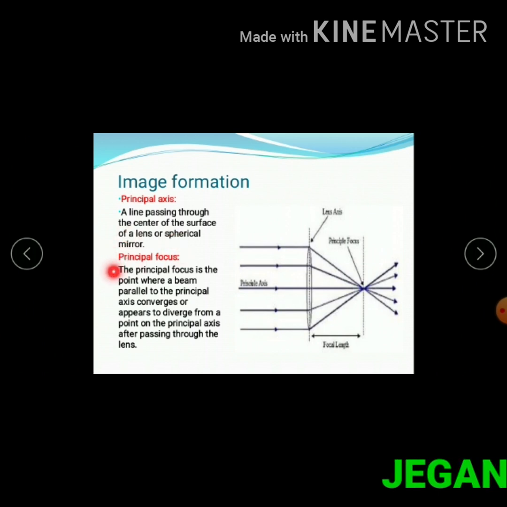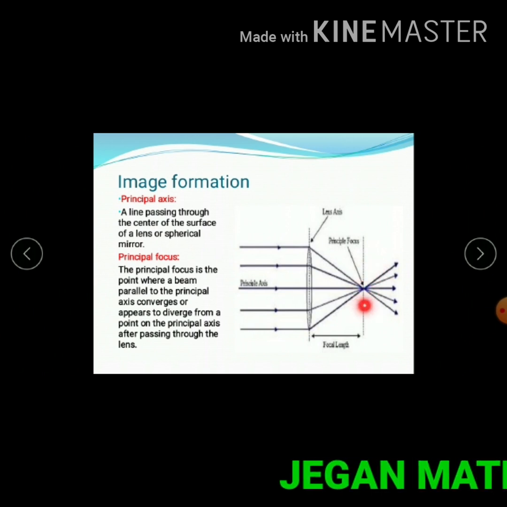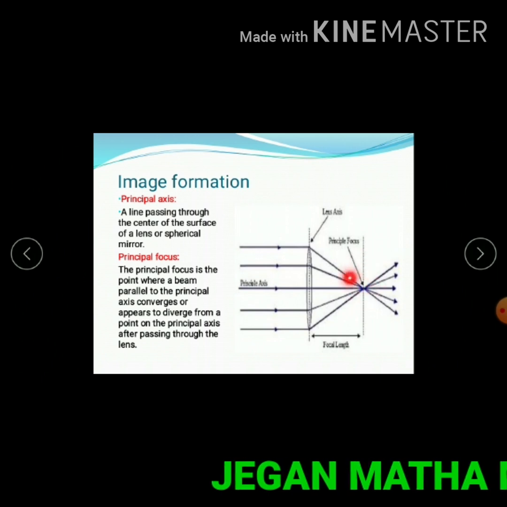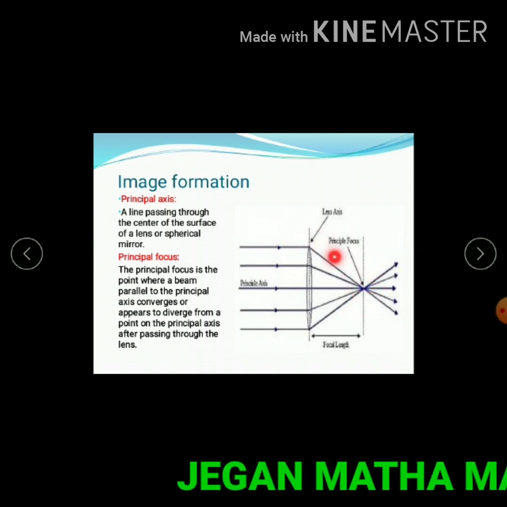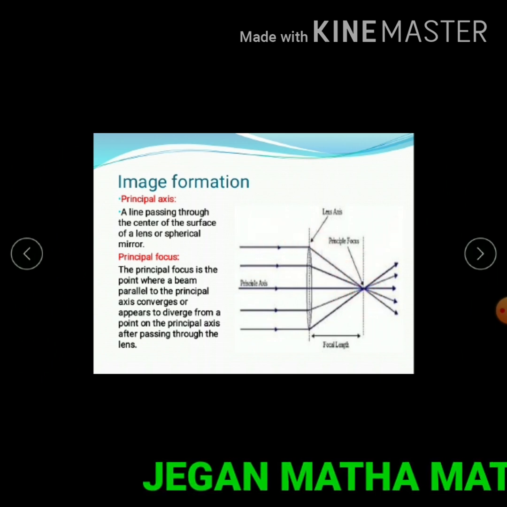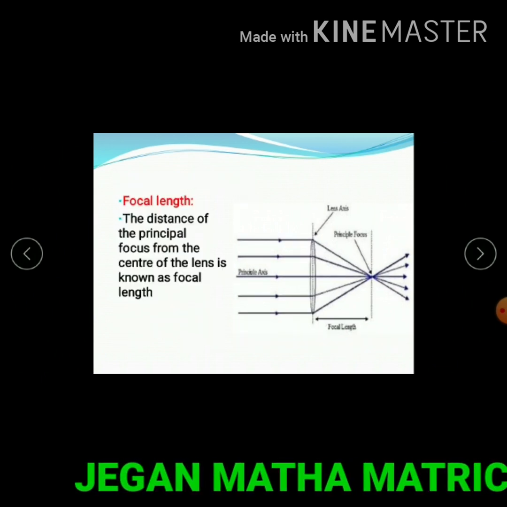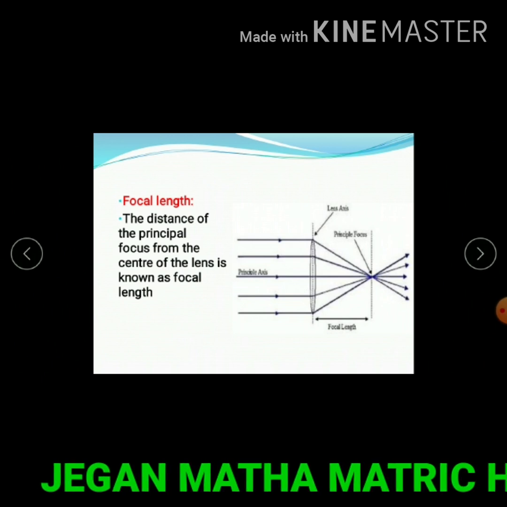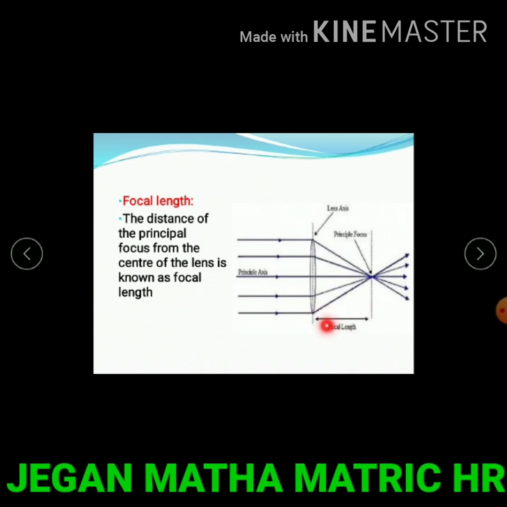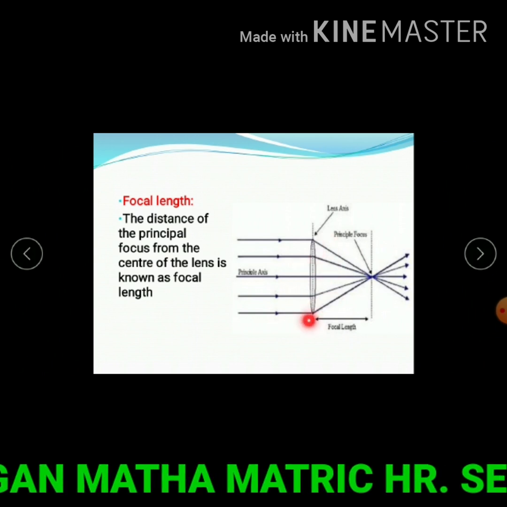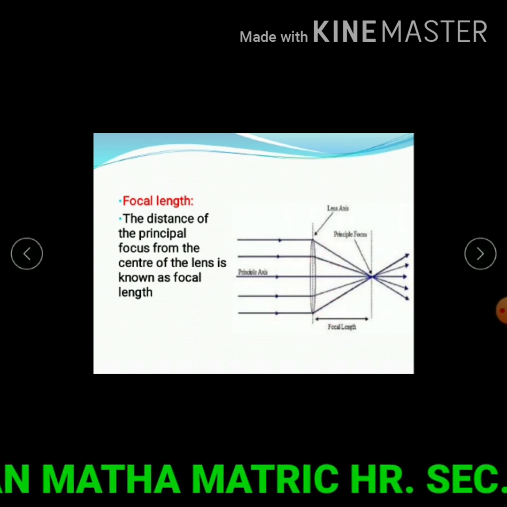So next one is principal focus. It is a point where all the light rays converge or diverge when they pass through the lenses. Next one is focal length. Here this is the focal length. It is the distance between the principal focus and the optic center. This is known as focal length.